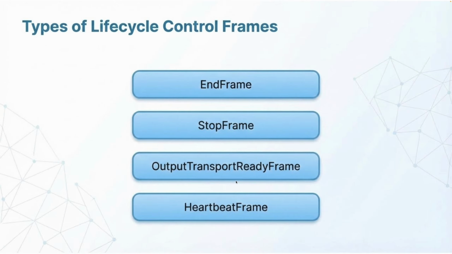Next we have the types of life cycle frames. We have end frame, stop frame, output transport ready frame, heartbeat frame. All of these are different life cycle frames. Start frame was also a life cycle frame which is of higher priority, that's why it is a system frame. But all these different frames are of low priority, that's why they come under control frame.